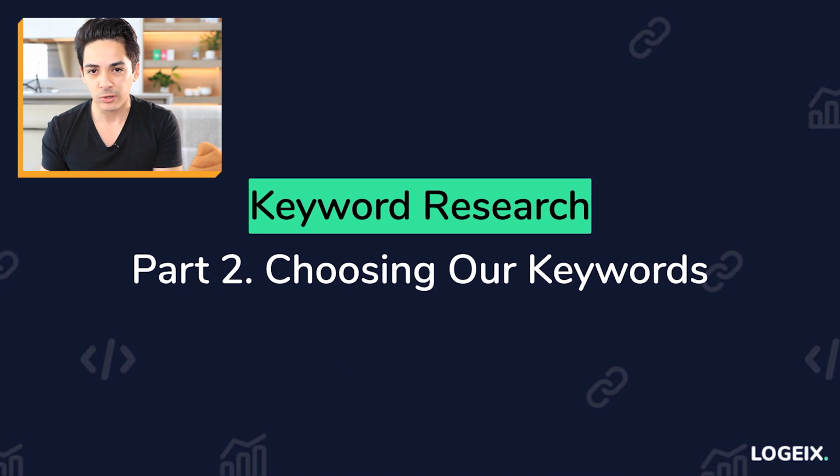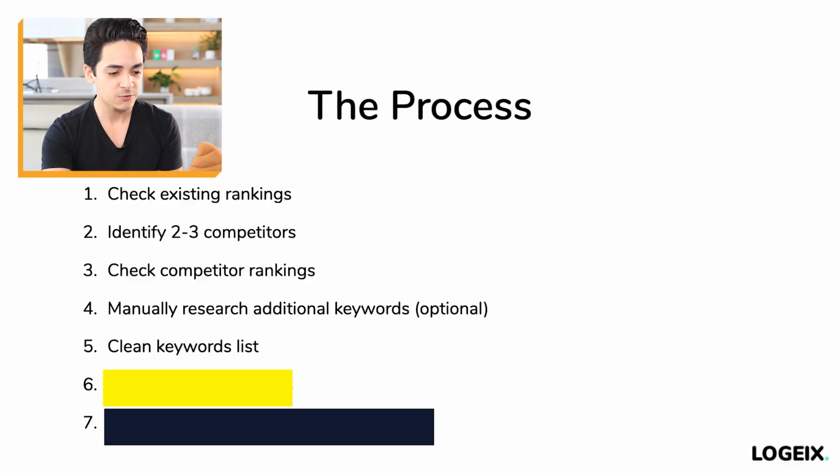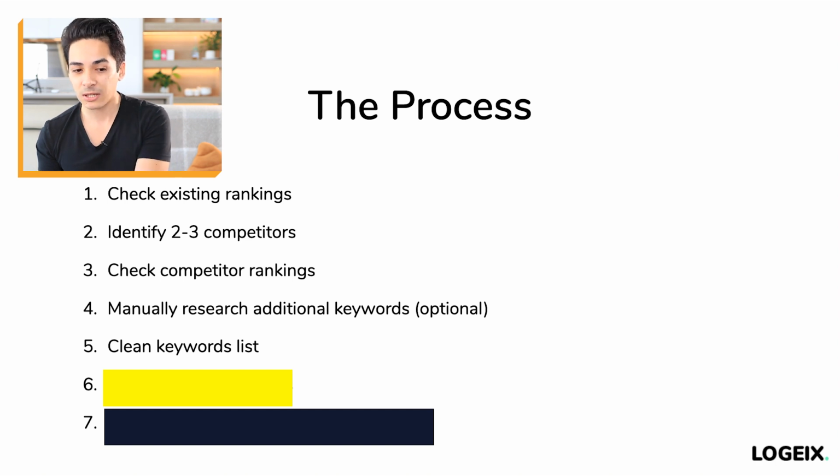Welcome to part 2 of the keyword research module, where we're going to talk about how to choose the correct keywords. So if you remember back to the previous video, we walked you through the 7-step process, or at least up to step 5, which is check your existing rankings, identify 2 to 3 competitors, check those competitors' rankings manually, optionally research additional keywords, and then clean that keywords list.